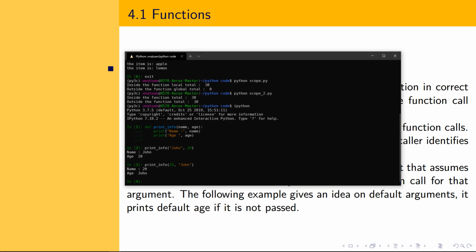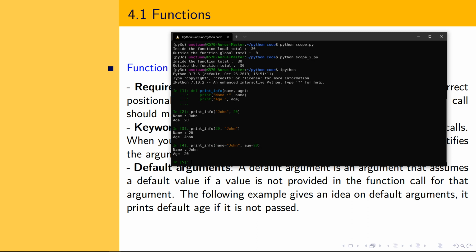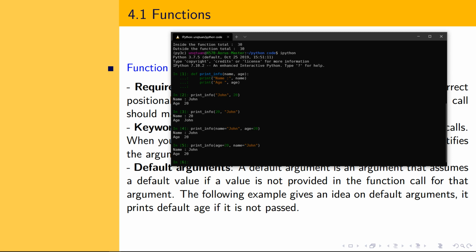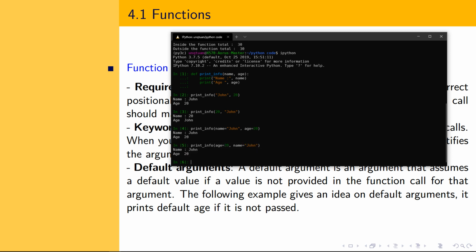So let's say we have the same example here, and you call print_info, but here you specify the name is John and the age is 20, and it's correct. Even if you swap the order, so you put age first, you will see the same result, right? That's called the keyword argument.